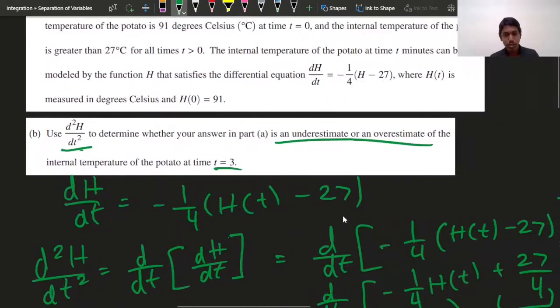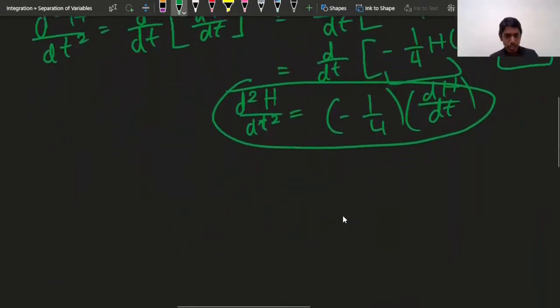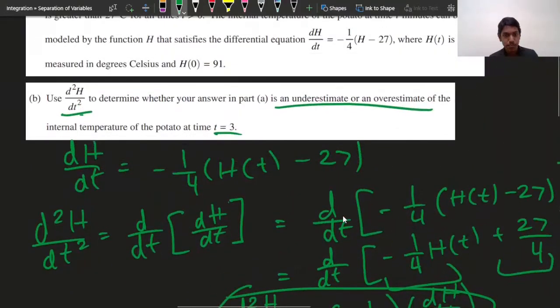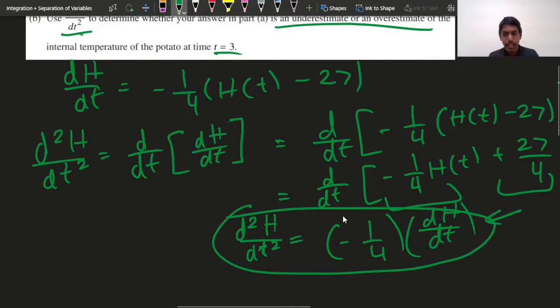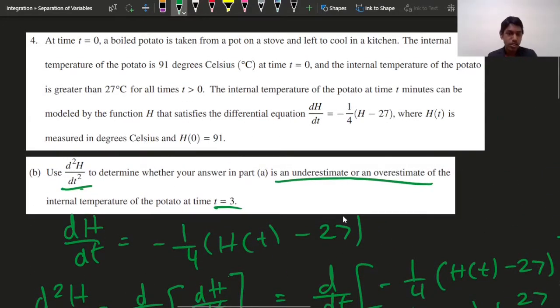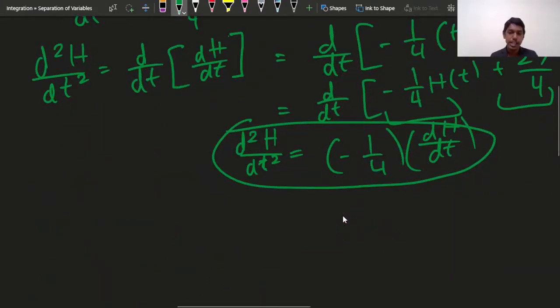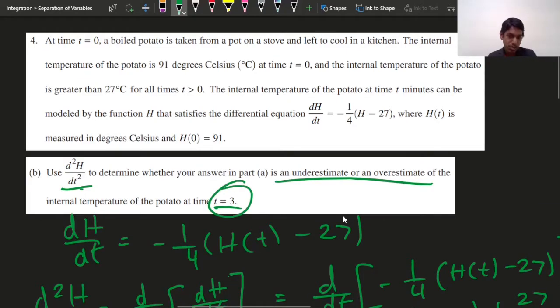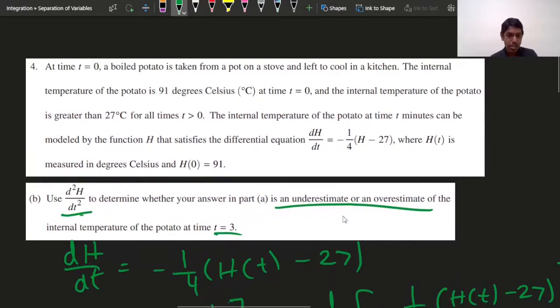Now we've got to determine whether it's an underestimate or an overestimate. So what did we do? First, let's just find what the sign of dh/dt is, because interestingly enough, we know what it is at t equals 0, right? We could find that because we know what the value of dh/dt is, but we don't quite know what it is at t equals 3. And like I said earlier, you need to make sure that you cover your entire interval. Make sure that the sign is the same for your entire interval. So in this case, it would be from 0 to 3. You have to make sure that the sign is the same in your entire interval.